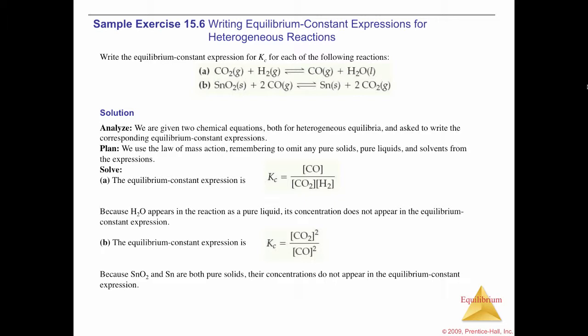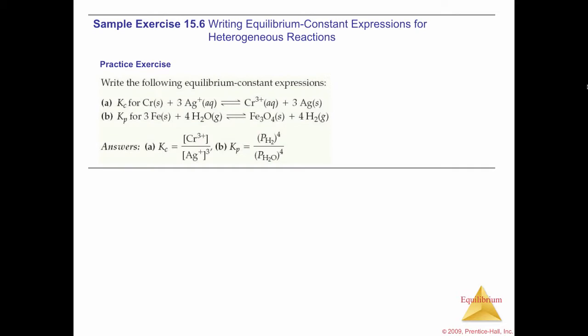For reaction B, we have a pure solid and a gas for our reactants, and our products are also a solid and a gas. So the two solids need to be omitted from the equilibrium constant expression, and we therefore have the concentration of carbon dioxide gas squared over the concentration of carbon monoxide gas squared. Please do the practice exercise.